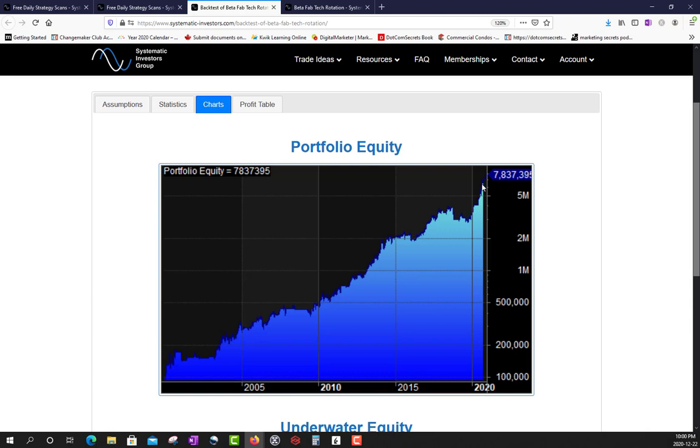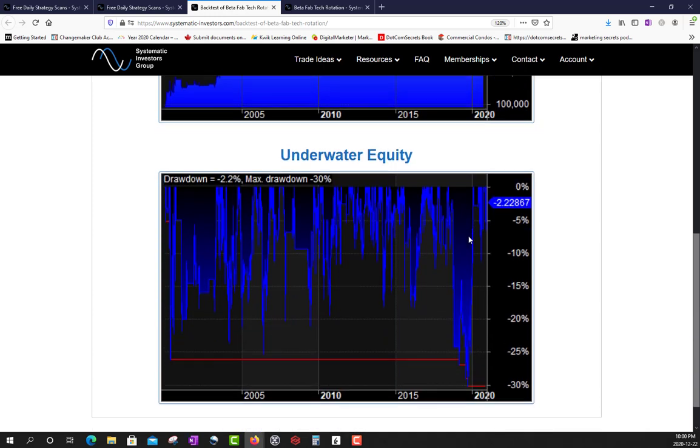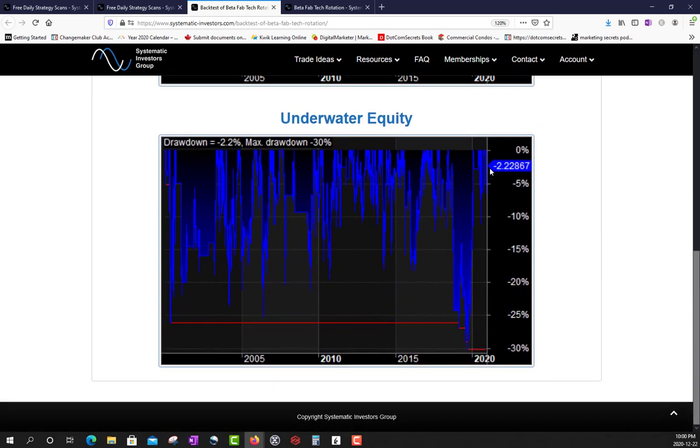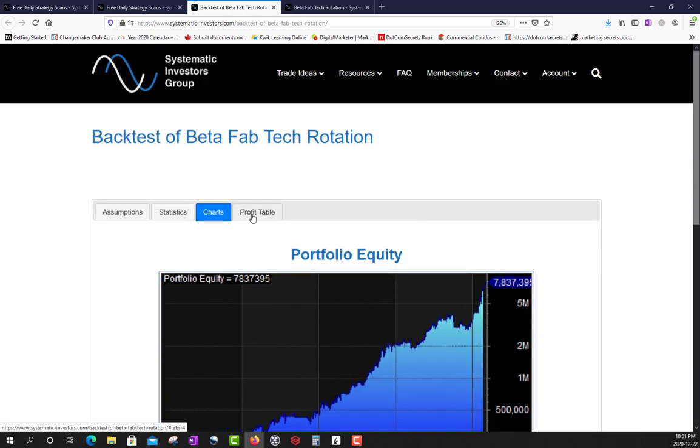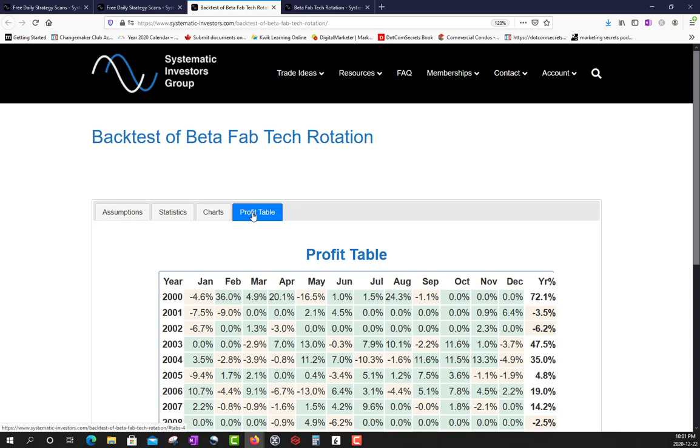We've hit new equity highs just over the last year. Here's our underwater equity chart. Actually, our most recent largest drawdown was just recently at the beginning of 2020, at the end of 2019. So that's good. The chances are you're probably not going to see a large drawdown like that for a little while, hopefully. That's typically what happens, but it's not guaranteed, obviously.